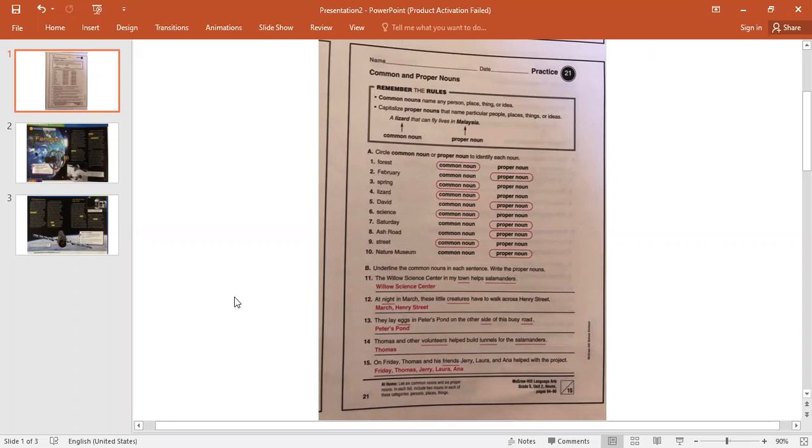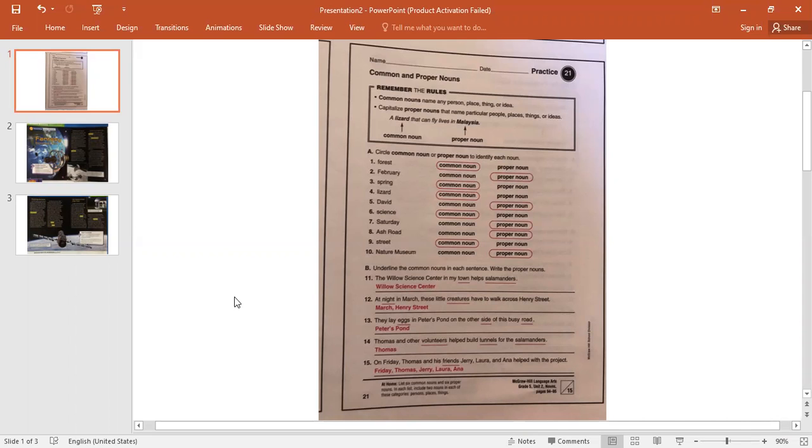Number 12, we have the common nouns night and creatures, so underline these two. And we have the proper nouns March and Henry Street, write those on the lines. Number 13, they lay eggs in Peter's Pond on the other side of this busy road. We have the common nouns eggs, side, and road, and the proper noun in this sentence is Peter's Pond.